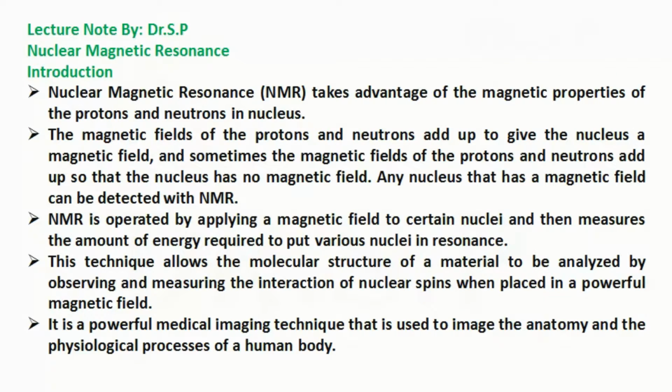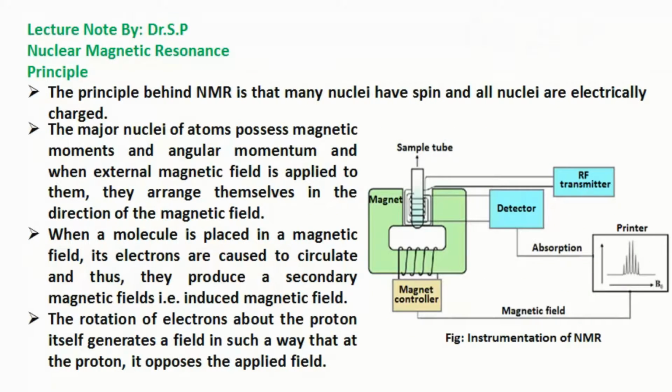It is a powerful medical imaging technique that is used to image the anatomy and the physiological processes of the human body. Principle. The principle behind NMR is that many nuclei have spin and all nuclei are electrically charged. The major nuclei of atoms possess magnetic moments and angular momentum, and when an external magnetic field is applied to them, they arrange themselves in the direction of the magnetic field.